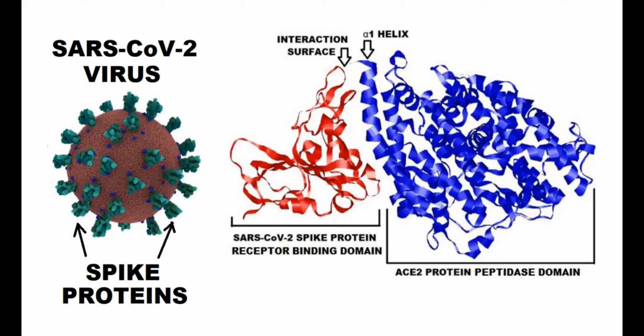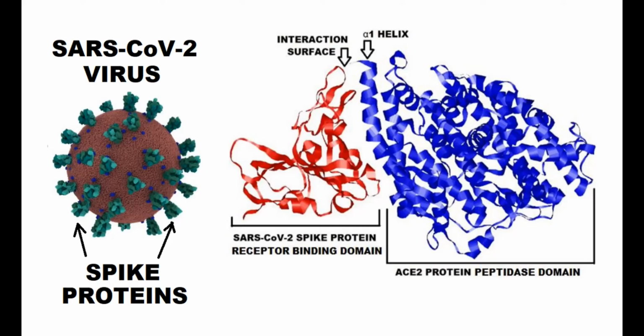And what we see in the middle on the right-hand side of this slide are the actual three-dimensional structures determined by X-ray crystallography of a portion of the spike protein, that's the red ribbon, and a portion of the angiotensin converting enzyme 2, that's the blue ribbon, which is the protein found on the surfaces of human cells. And this model shows the two of these proteins bound to each other.